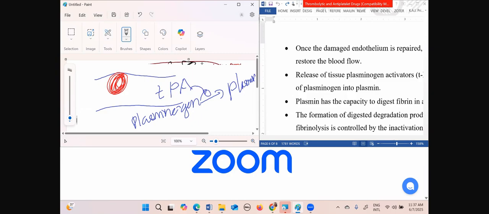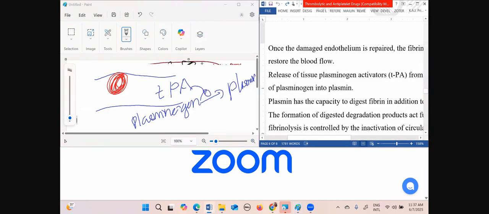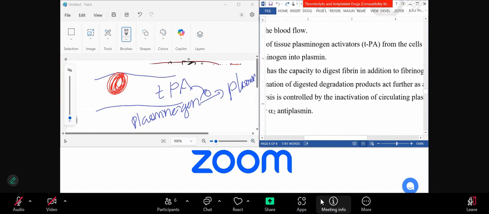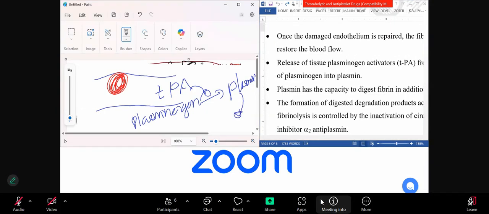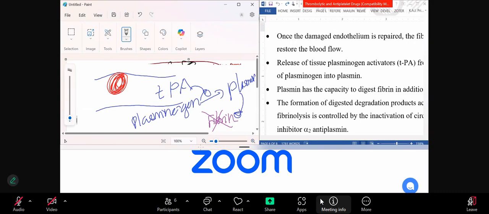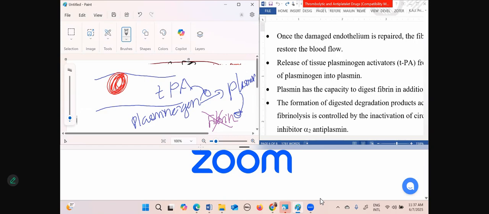So what will plasmin do after that? Plasmin will digest fibrin, right? So fibrin will be broken down or digested. By that process, we can break down this clot and remove the clot, right? Is it clear? Yeah.